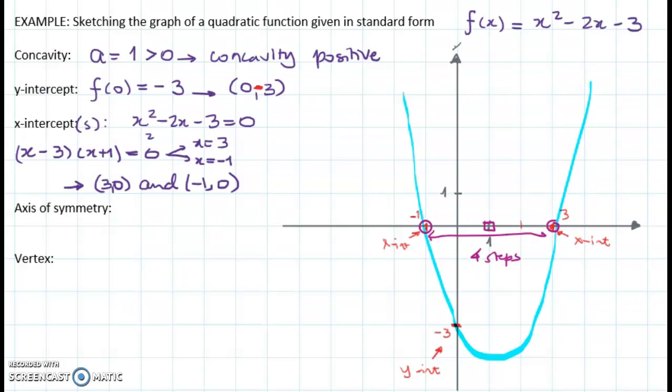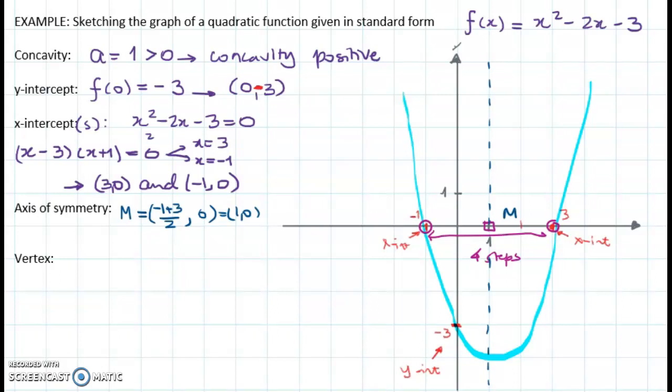Let me call this point M. We find it by summing the coordinates and dividing by 2. So -1 plus 3 divided by 2 is the x-coordinate and 0 is the y. So this is the point (1, 0). And what I claim is that the axis of symmetry is the vertical line going through that point. Let's see if you can imagine it over here. It's going to be here, a vertical line going through the point M.